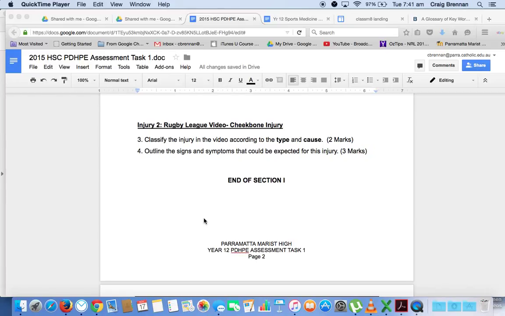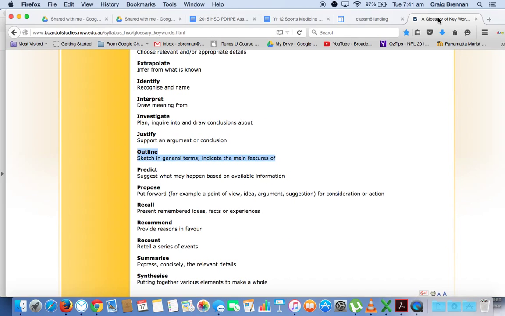So question 4 involving the cheekbone injury still. It states, outline the signs and symptoms that could be expected for this injury, and this was worth 3 marks. The big key point for me on this question, boys, was the actual key term itself, and that was outline. If we go and look at our glossary of terms, we know that outline means to sketch in general terms, indicate the main features of.